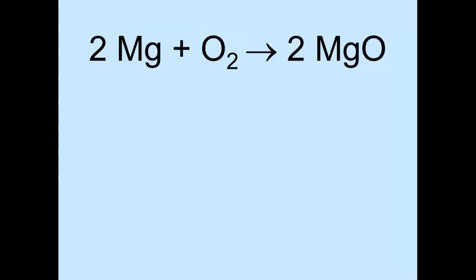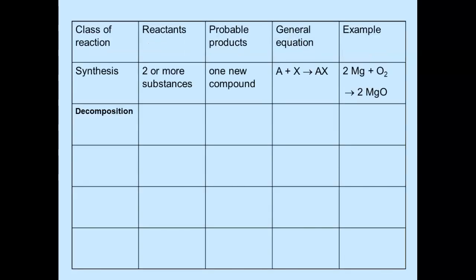And so, here's an example. The magnesium and the oxygen come together, and now you have magnesium oxide. And you've got to worry about those charges. So magnesium's 2 plus, oxide's 2 minus. So 2 plus and 2 minus, you just write down MgO. And that's how you get that equation.